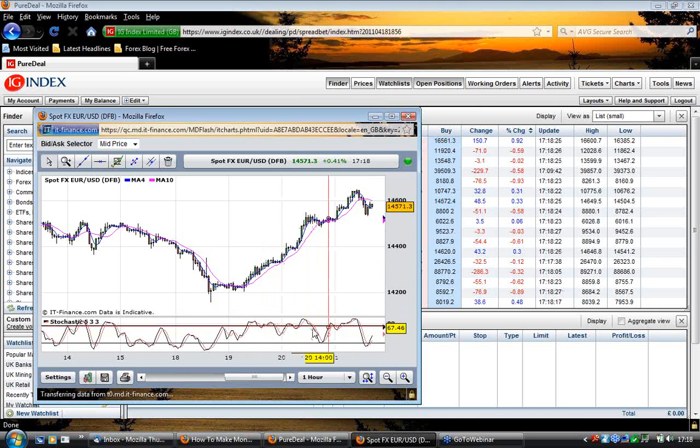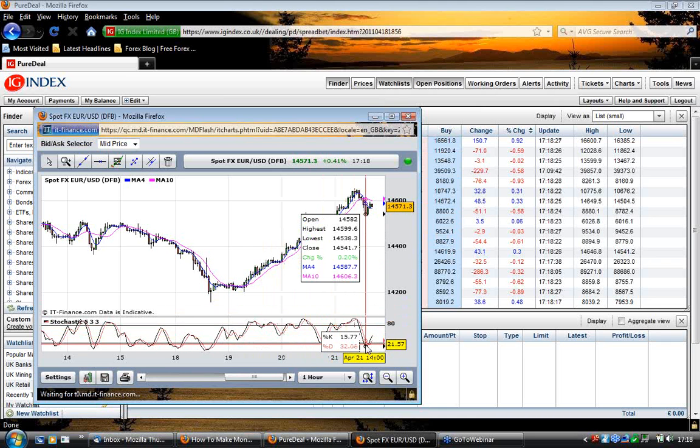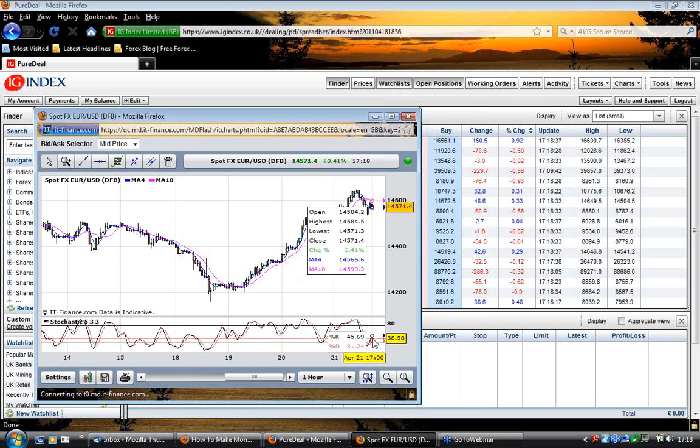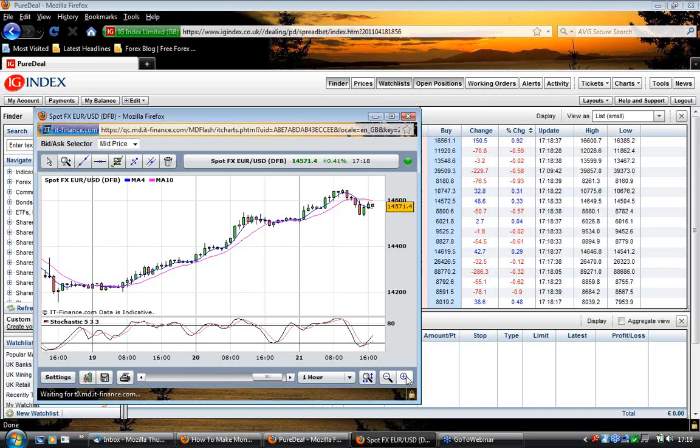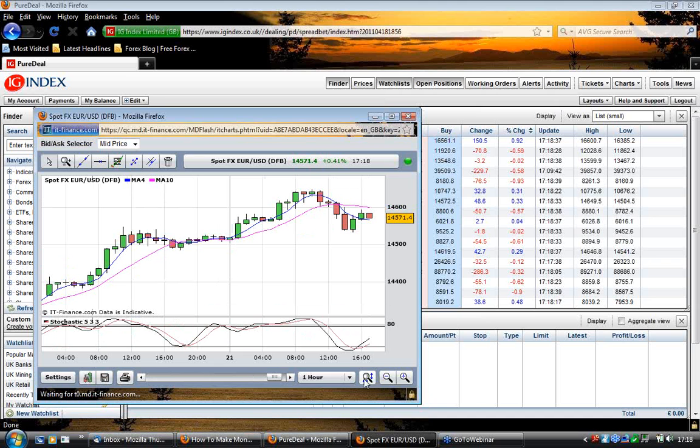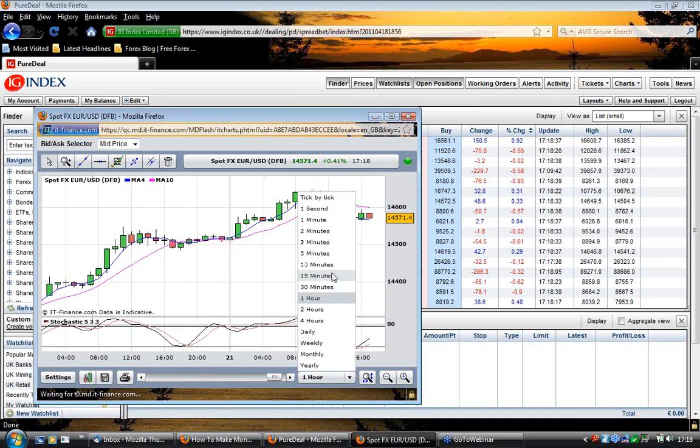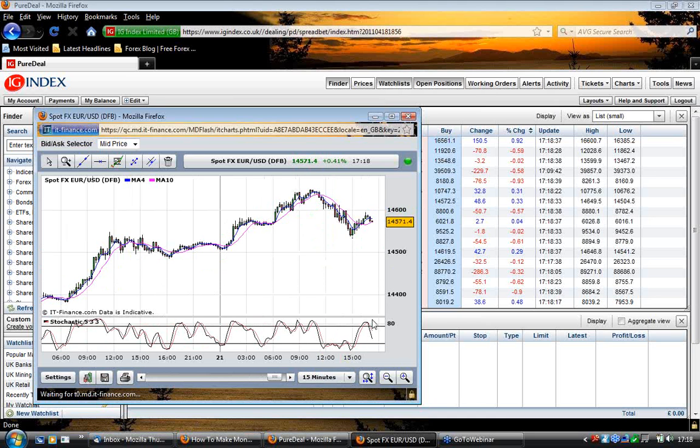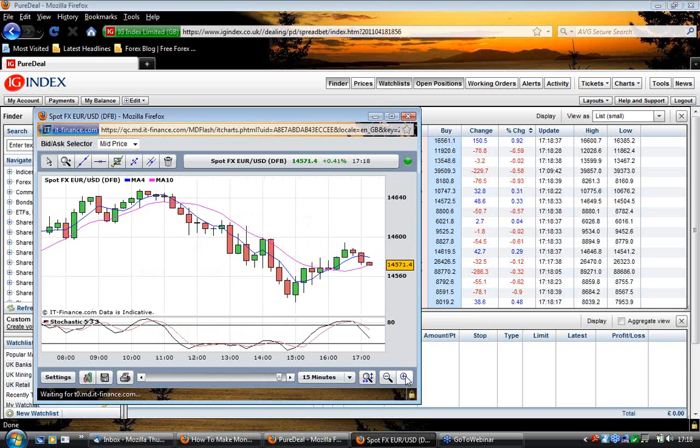This here at the bottom, by the way, are stochastics, which is saying to you at the moment, this is good to buy because it's been oversold, it's gone right down, they've crossed over, and they're now starting to come back up again. So it is actually saying that there is a possible buy trade here at the moment. The idea being, we're on the 1-hour. If we zoom in to the 15-minute, zoom in again a bit more.